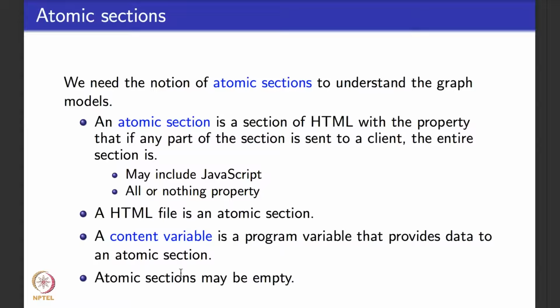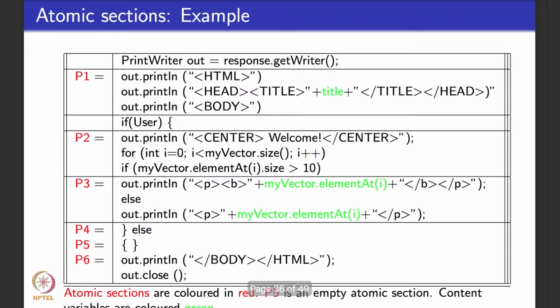Another related terminology that we will need is the notion of a content variable. What is a content variable? It's a program variable that provides data to an atomic section. So now if you go in this example, these things that I have bifurcated by using these lines to see how the code is fragmented, the ones that are marked in red on this column on the left hand side represent atomic sections. So there are 6 different atomic sections.